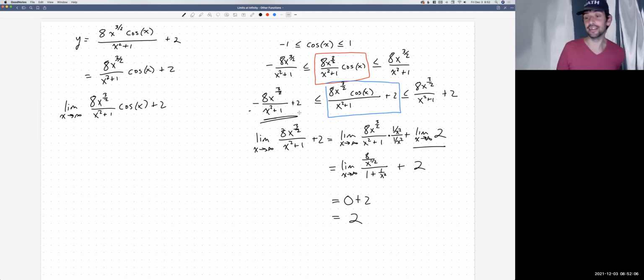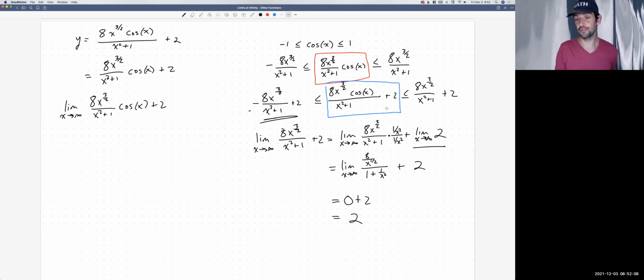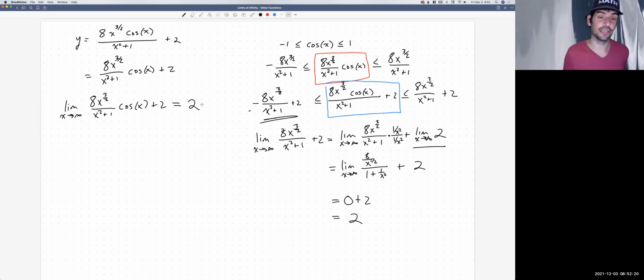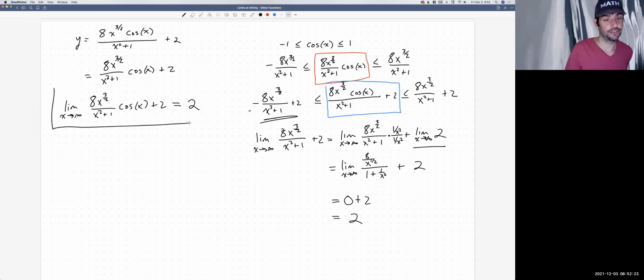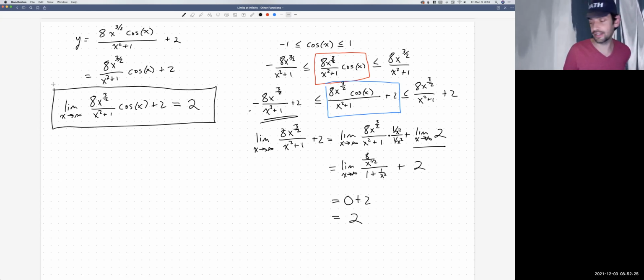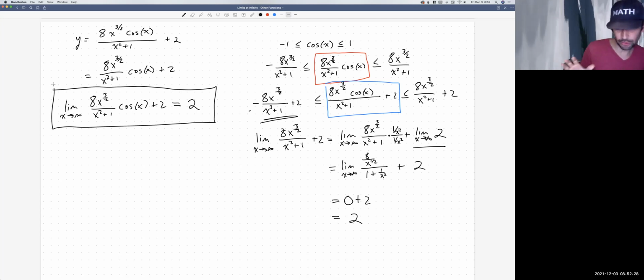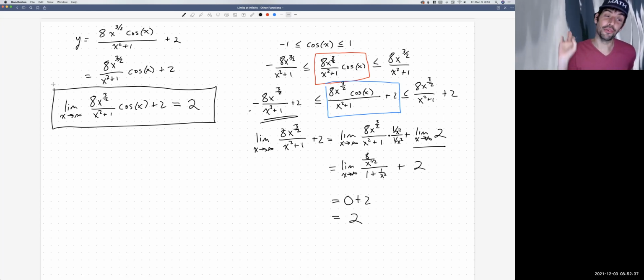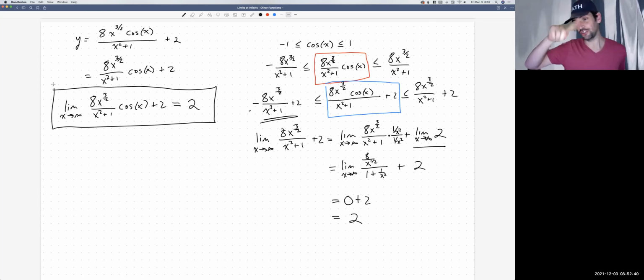So what that is telling us is that this thing in the middle, in the blue box, is between two things whose limits are both 2, which tells me by the squeeze theorem that this thing itself has a limit of 2, okay? So even though the cosine does some crazy things, it still has that limit. What's really happening is we have a function, 8x to the 3/2 over x squared plus 1, plus 2. The limit of that thing is 2. We've thrown cosine on one piece of it, and that just kind of toggles it.